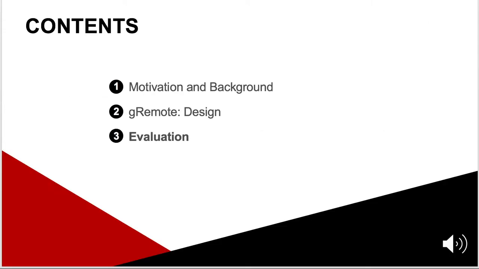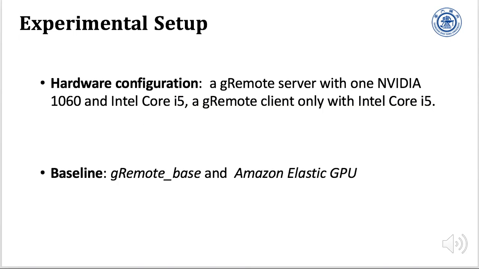Now we will see the evaluation of gRemote performance. The entire evaluation has two parts: the performance of applications after optimizing shared resource interference, and the hardware usage of each application after optimizations. Before we show the results, we will talk about the experiment setup. The entire system operates on two machines: one configured as a GPU server with one NVIDIA 1060 and an Intel Core i5, and the other configured as a gRemote client with only an Intel Core i5.